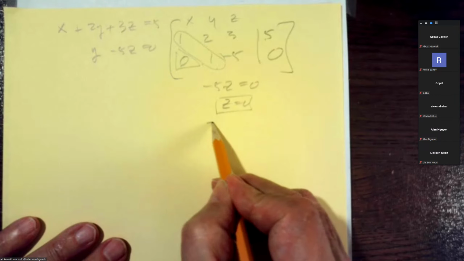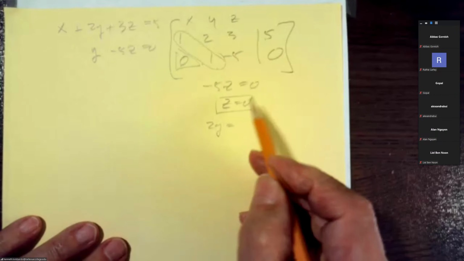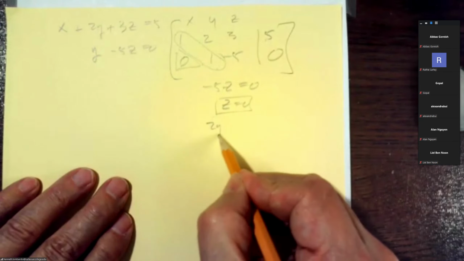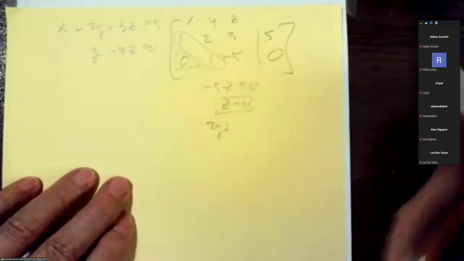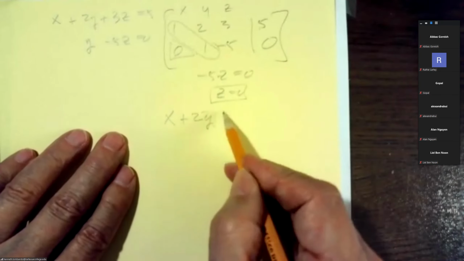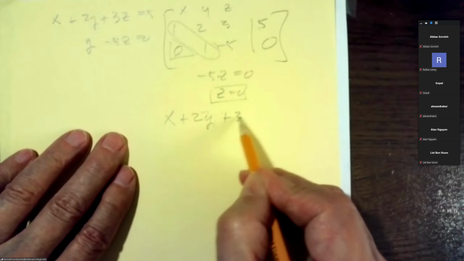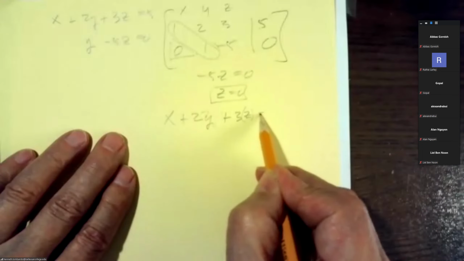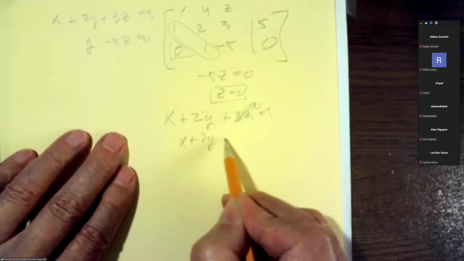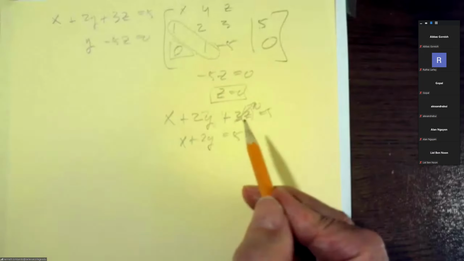If you solve this, you get 2y plus, well, I guess I should put in the x here as well. X plus 2y plus 3z, and z is 0, equals 5. So that goes to 0. So x plus 2y equals 5.